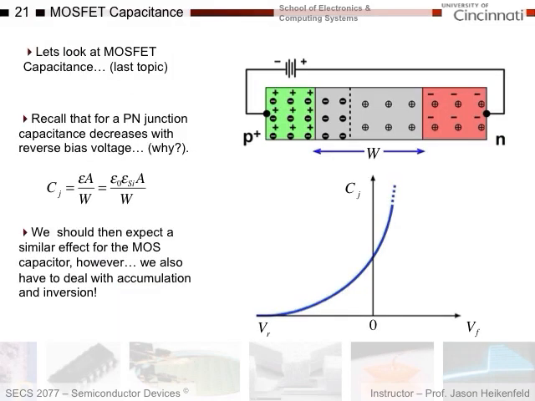Last topic, and then we're done with advanced MOSFETs: capacitance. And this should be easy. It's just going to be PN junctions. So remember, for PN junctions, you reverse bias a PN junction, depletion width grows. So if I reverse bias a PN junction, my capacitance goes down as I reverse bias it. If I forward bias it, my depletion region width gets smaller, and my capacitance will go up.